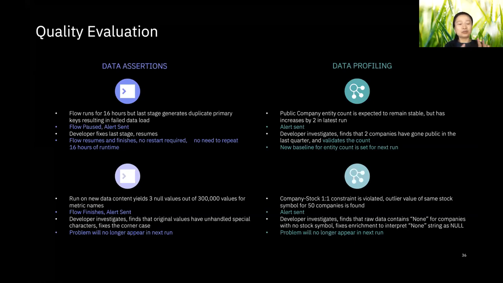Similarly, generally a company should have one ticker symbol, right? But in some cases, we may find the ticker symbol changes, then we need to find out whether this is really expected. And in other cases, we know the number of companies is the same across different runs in general, but in one case, maybe we find there are 2 companies added, then we can see that 2 companies actually went public in the past quarter, therefore this is expected.